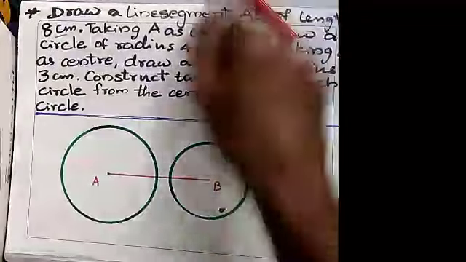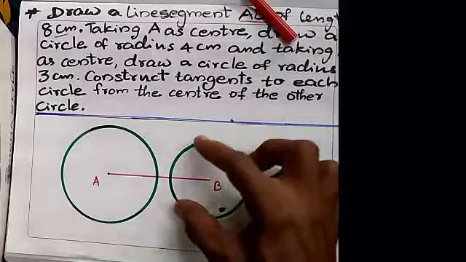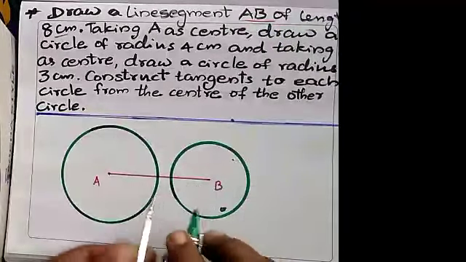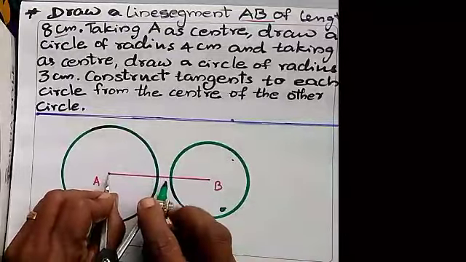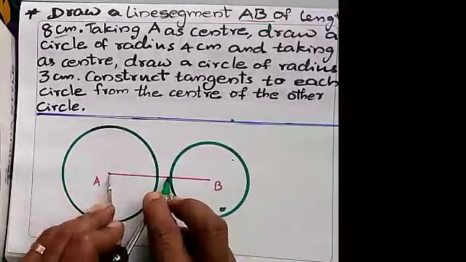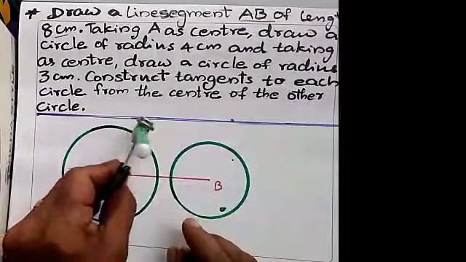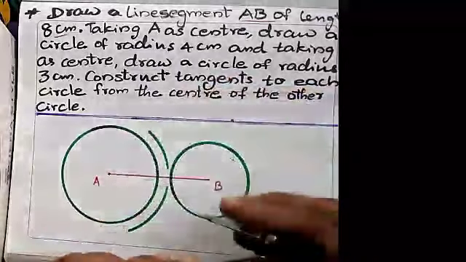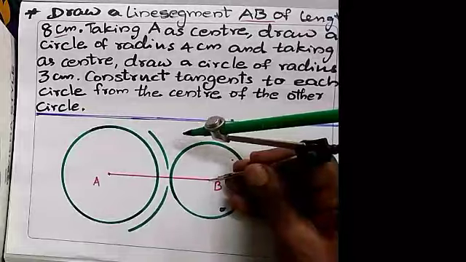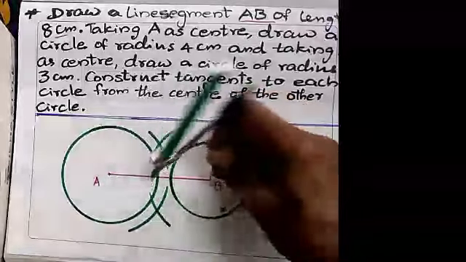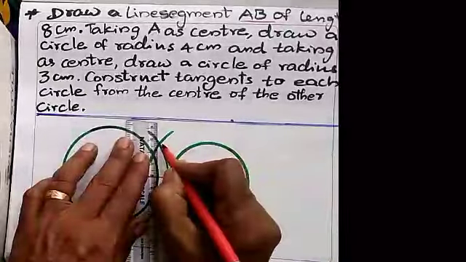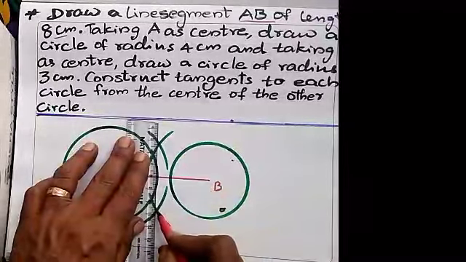So for one circle, B is the external point. For this circle, A is the external point. That's why you are going to construct the perpendicular bisector of AB. So with A as center and more than half AB radius, draw two arcs on both sides. Then with the same radius, B as center, draw two arcs. Now join the two intersecting points.